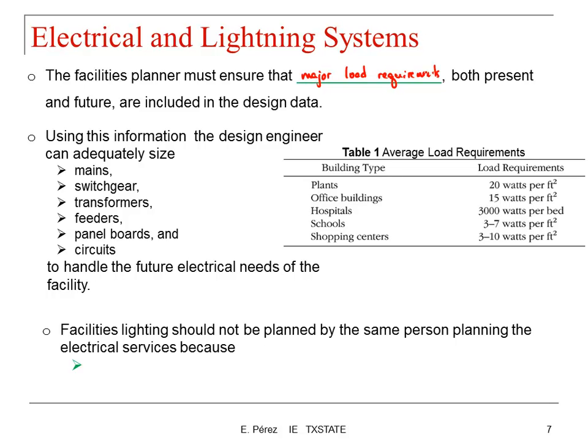And there are some averages in this table, just to give you an idea of the typical load requirement for plants, office buildings, hospitals, and so on. The estimates, at least for four of them, are based on the area of the facility. But for hospitals, it is based on the number of beds that the hospital has. So on average, the hospital could be 100, 150 within that average. That will be the estimate that you're going to use to plan for that.